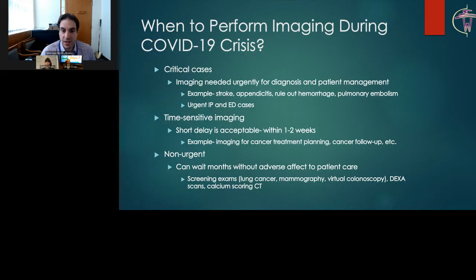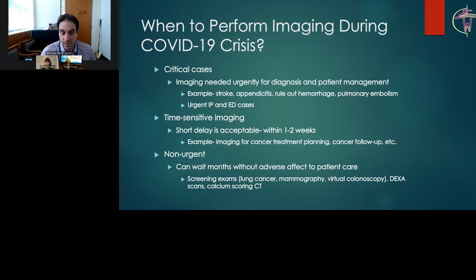In terms of the rescheduling of exams, we have been holding all the exams in a kind of backlog queue, which we then reassess periodically to determine which exams are reaching the point where they've been in the backlog and they may be reaching a time-sensitive decision-making point and we need to start imaging them.